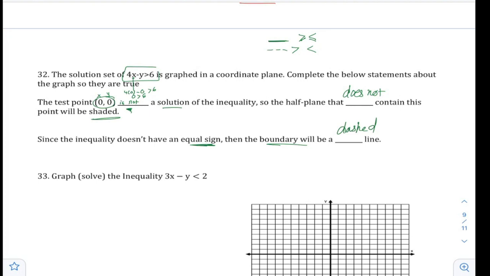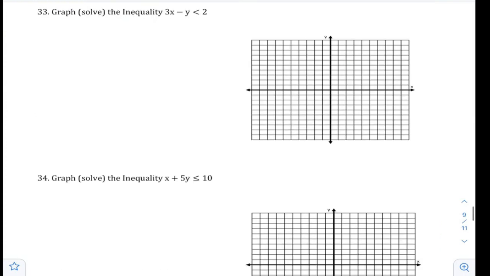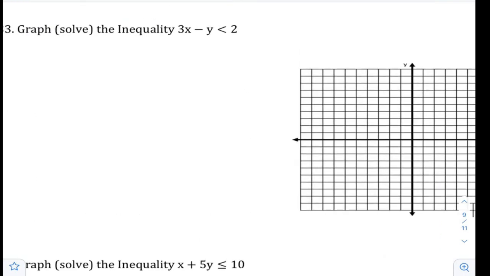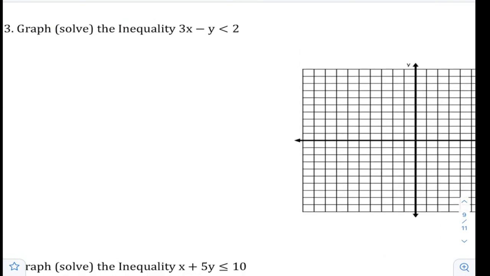Perfect. This is like partial revision of graphing inequalities. Graph the inequality 3x minus y less than 2. If you are asked also to solve, you have to graph because we don't have any way to solve the inequality except graphing now. How can we graph?